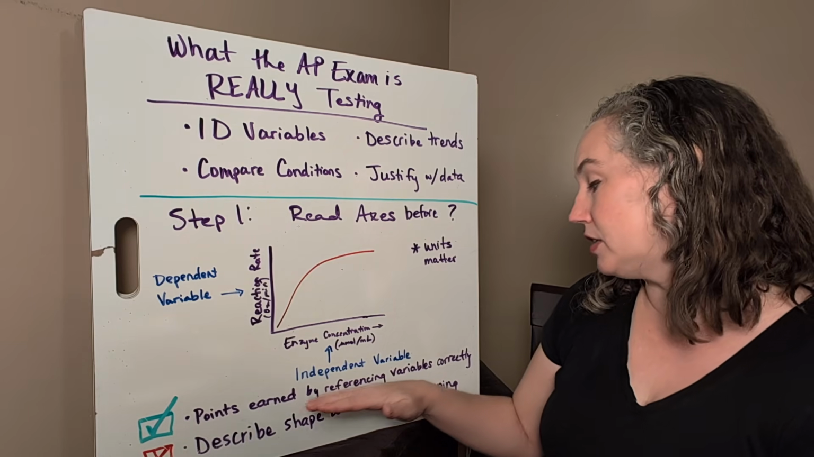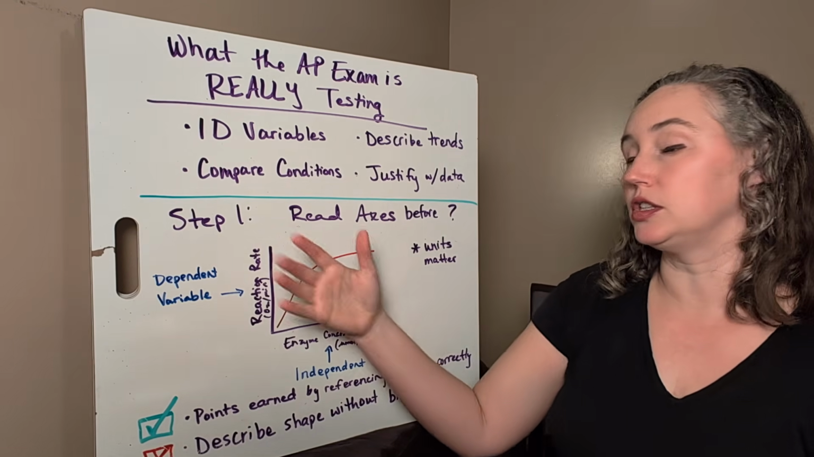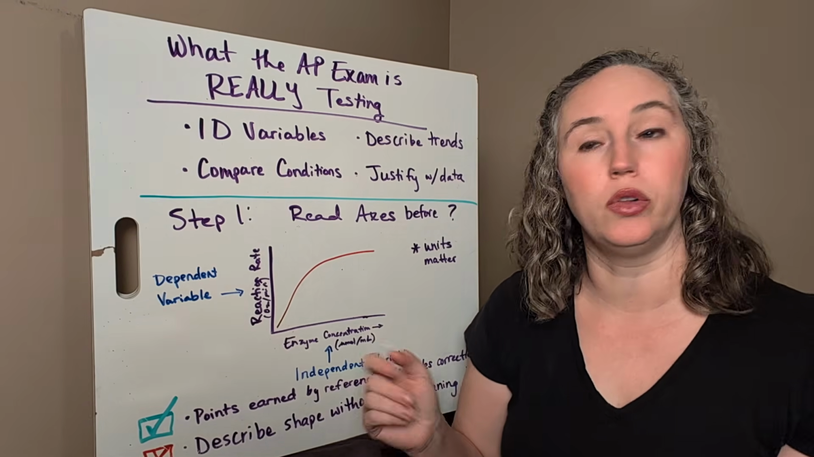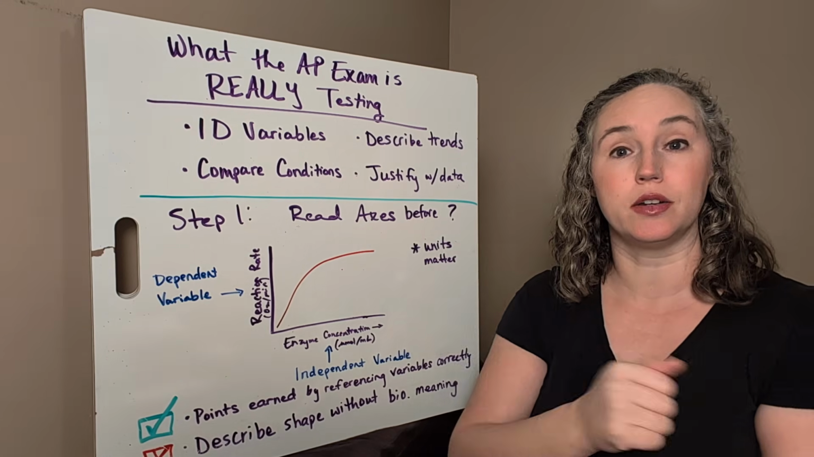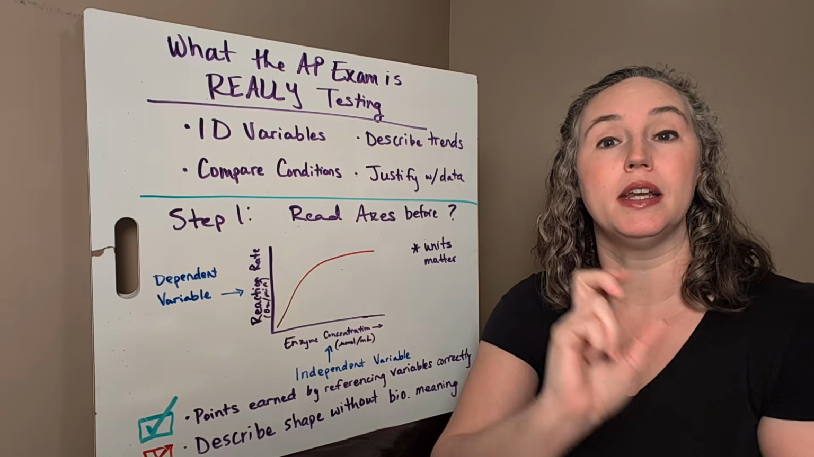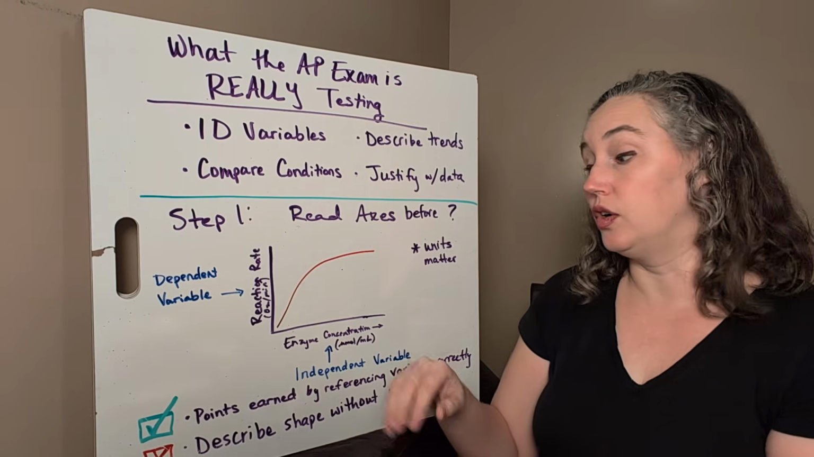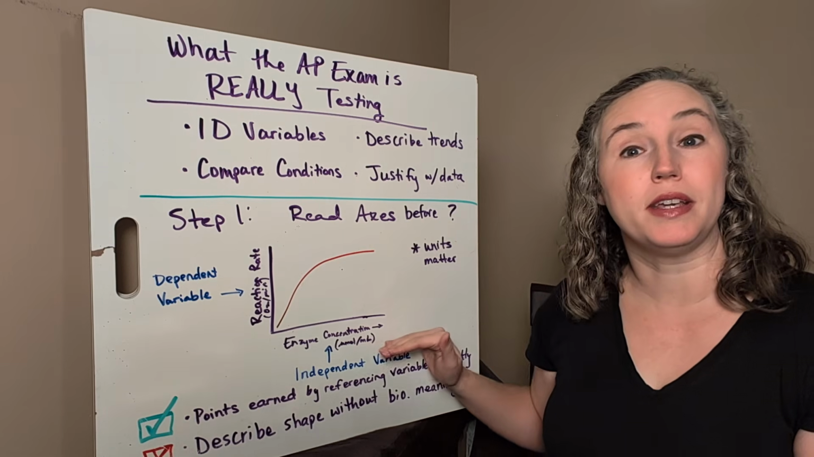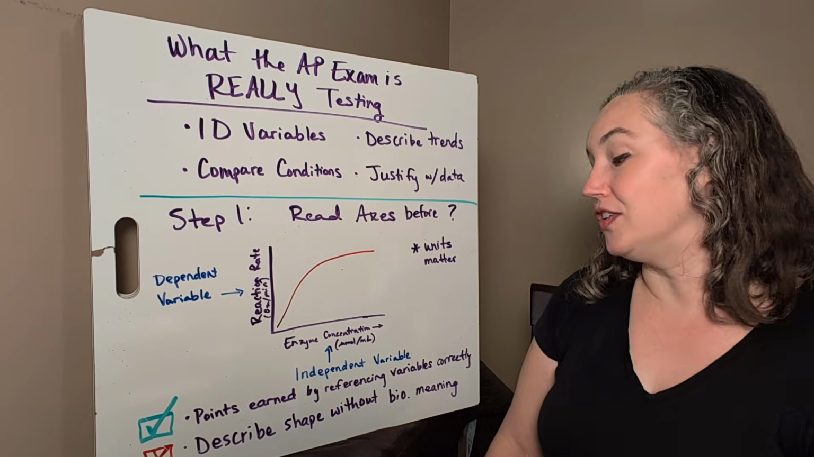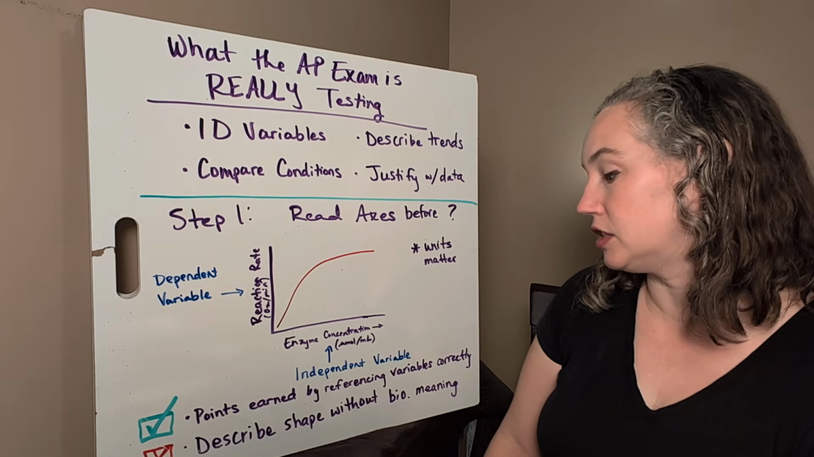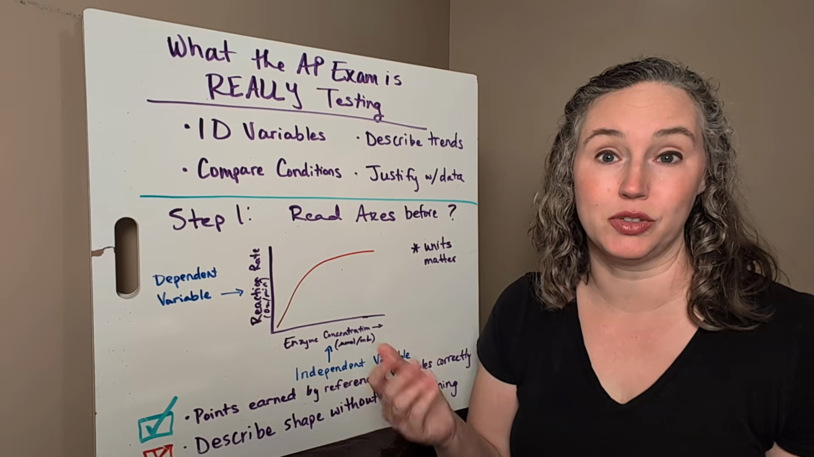Points are going to be earned here by referencing the variables correctly. So you could have an FRQ, it describes a whole experiment, it shows you this graph of the results, and then it asks you to identify the dependent and independent variables and controls. And so, right, your independent variable will be here on the X, and your dependent variable will be there on the Y. You're not going to get points by just describing the shape without any biological meaning.